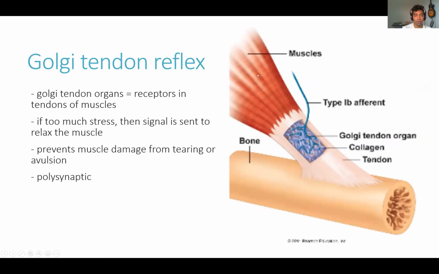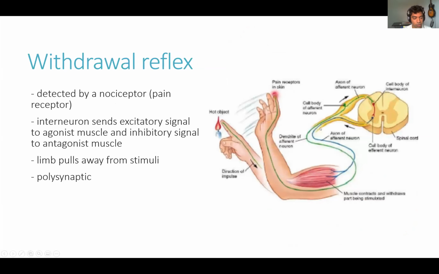Golgi tendon reflex is when your muscle's getting overworked. So it's the opposite. And so if your muscle's getting overworked, you don't want the muscle to tear, you let go. So you relax that muscle. So the Golgi tendon organs are in the tendons, obviously. And if they send a signal to your spinal cord and says, okay, we're about to get torn, it relaxes that muscle. And that's polysynaptic. The withdrawal reflex is when you get pain. So you get a sensory neuron going to the spinal cord. You get an interneuron, and then a motor neuron pulls or excites certain muscles to pull away from the painful stimuli.